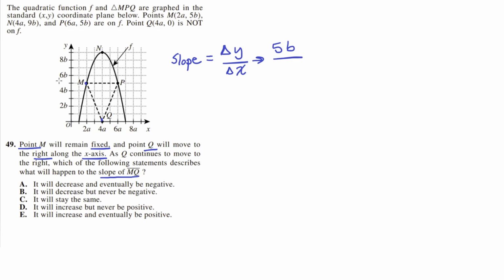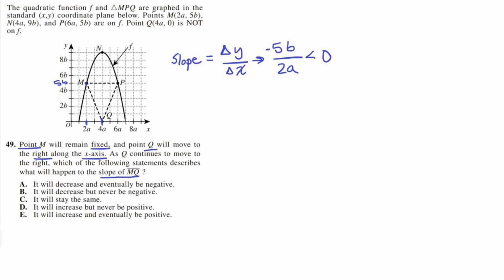We're going from 5b to 0b. And the change in x is positive since we're moving to the right. And the change in x is going from 2a to 4a, so that's a 2a. Since the change in y was negative and the change in x is positive, our slope is negative. So this is less than 0.